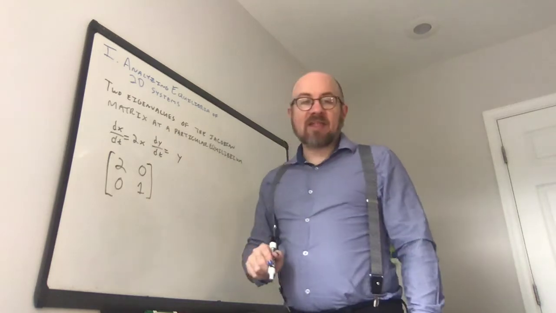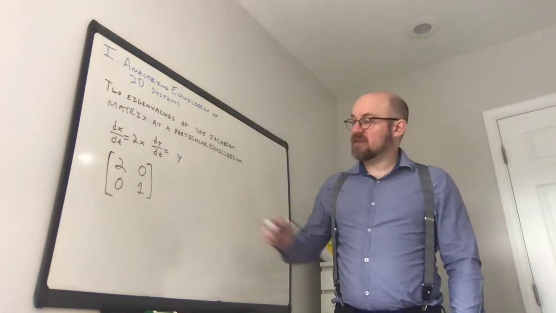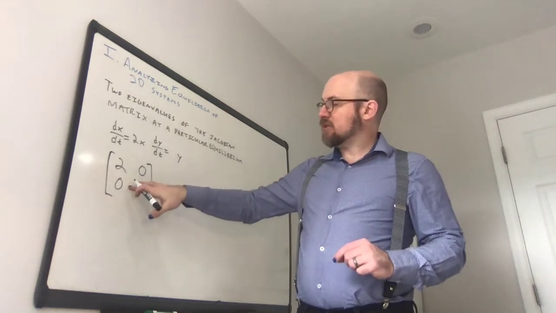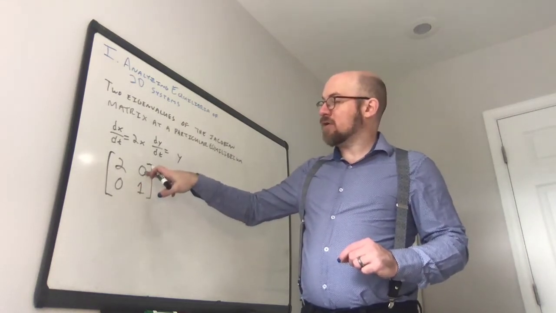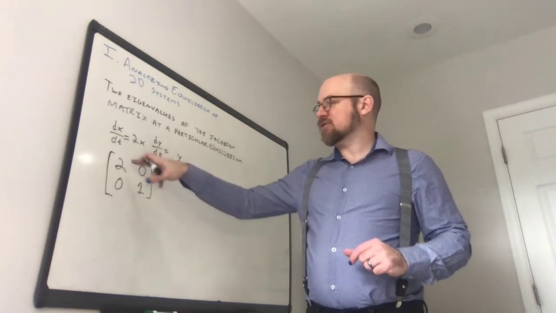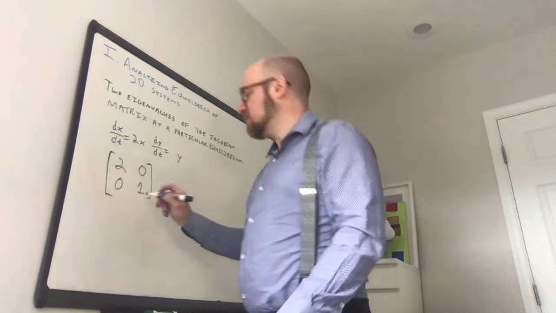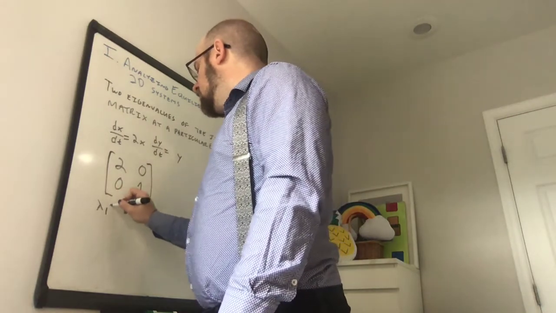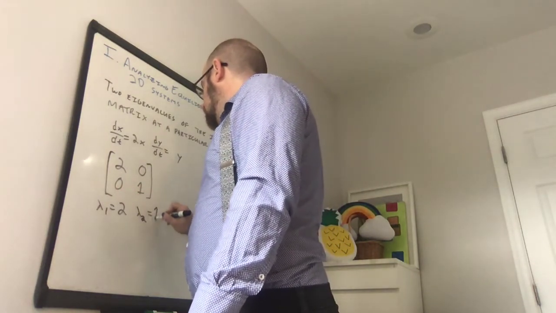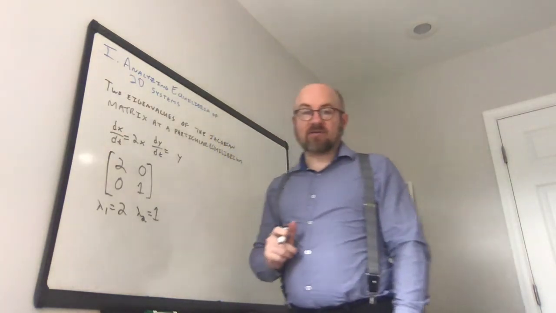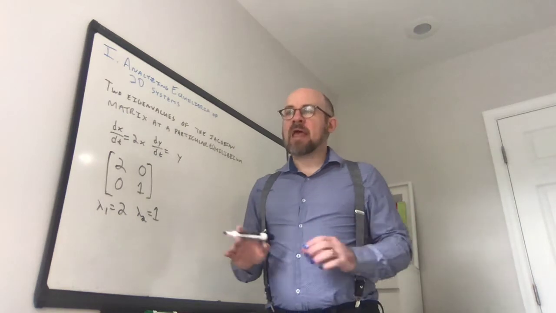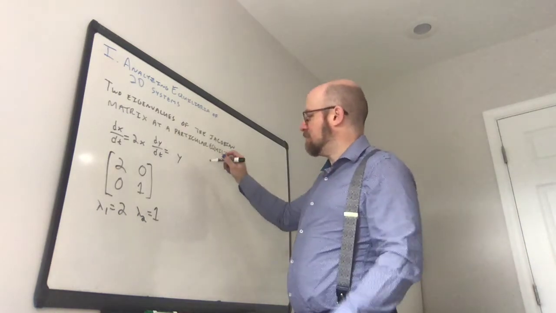Okay? And so a nice thing about this particular matrix is that if you've got a 2 by 2 matrix where the elements that aren't on the diagonal are zeros, the eigenvalues are just going to be these numbers. So in this situation, our eigenvalues are lambda 1 equals 2, lambda 2 equals 1. Those are the two eigenvalues of this matrix because it's diagonal. Okay, so nice and simple. And the behavior is also very simple.